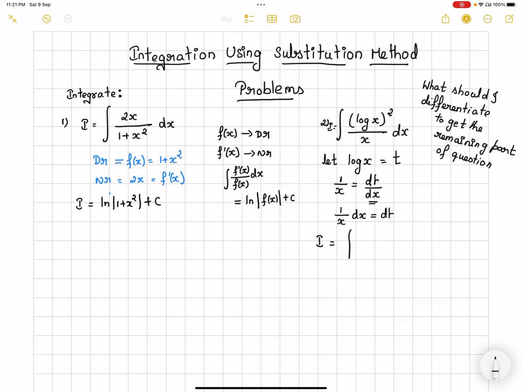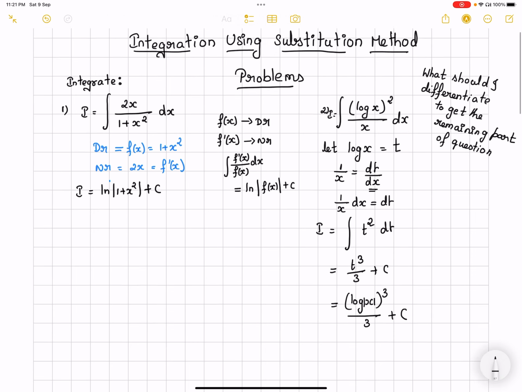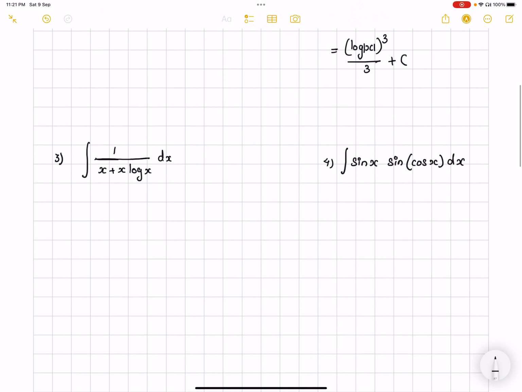I is equal to, now log x I substituted as t, it became t square. Now dx by x is nothing but dt. Now let's integrate t square dt, which is going to be t cube by 3 plus c. Now what is my t actually? What did you substitute for t? Log x. So I will go ahead and replace t by log x, the whole cube by 3 plus c. That's it. Problem done. So now let's move on with the next question. Third question.